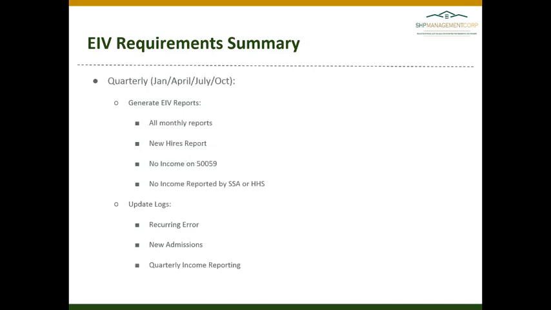On a quarterly basis, and SHP's policy is that quarterly reports are run in January, April, July, and October, you will run all monthly reports, as well as the new hires report, the no income on the 50059, and the no income reported by SSA or HHS reports. You will also update your logs, recurring error, new admission, and the quarterly income reporting log.